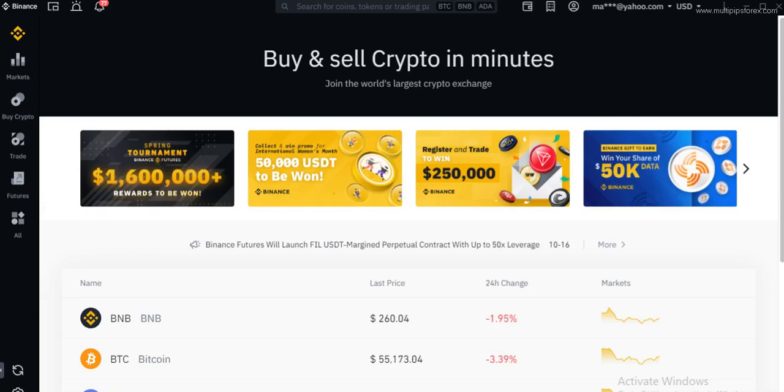Welcome to class. Today we're looking at Binance as a trading platform for cryptocurrencies, and we'll take the next few minutes to navigate. This is the desktop app. You can see my account and my email address clearly stated.